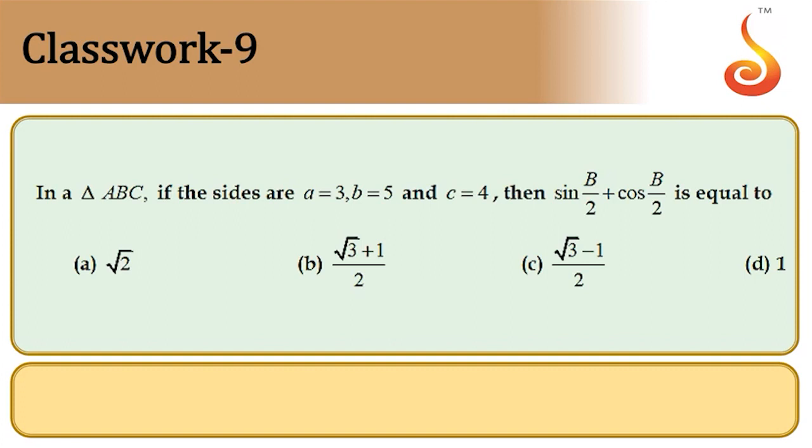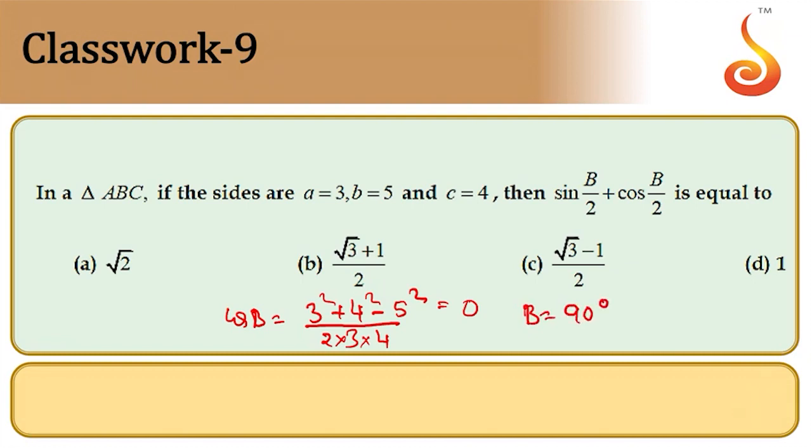Example 9. In a triangle ABC, sides a, b, c are given, then sin A by 2 and cos B by 2 is equal to what? So you calculate the cos B value first. Cos B is equal to (3 square plus 4 square minus 5 square) by 2 into 3 into 4. This will give you 0. It means B equals 90 degrees.